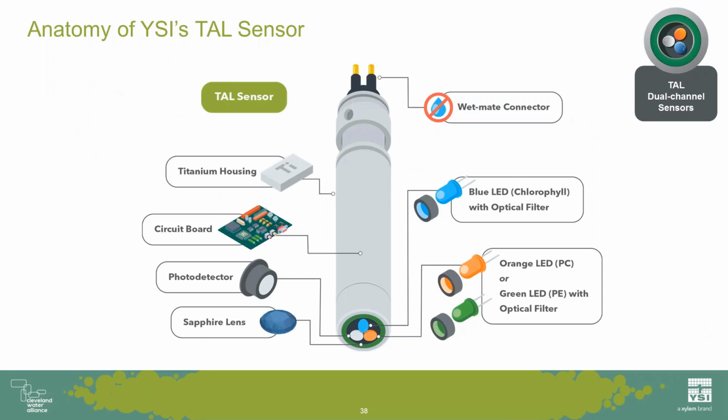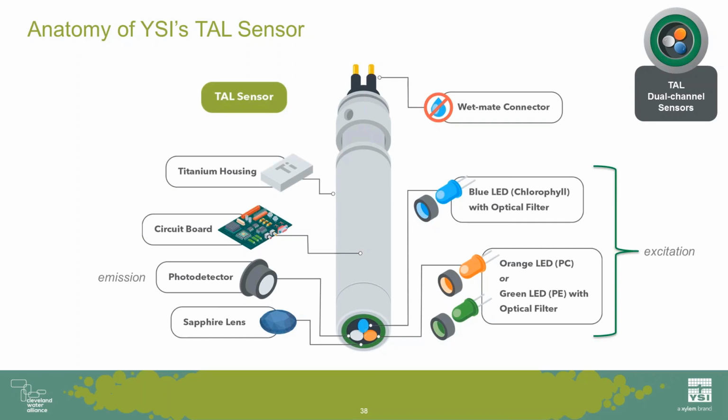So in the interest of time, we're going to skip over the importance of the wetmate connector, the titanium housing, and the sapphire lens that are all unique features of YSI sensors and are part of the reason that our sensors are so rugged in the field. Instead, we're going to focus on how we leverage principles of fluorescence and fluorometry where specific LEDs and filters will allow us to excite the molecules we care about, and a photodetector, which you may also hear me call a photodiode, will see the light emitted by chlorophyll. You may recognize these as the same basic components of a fluorometer.